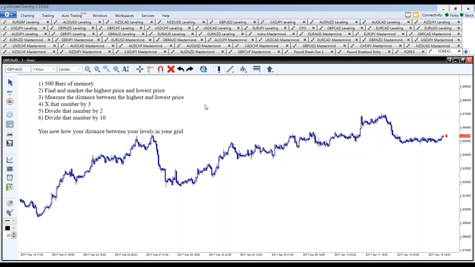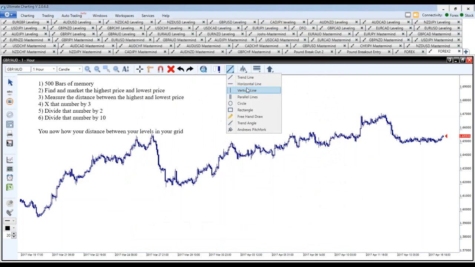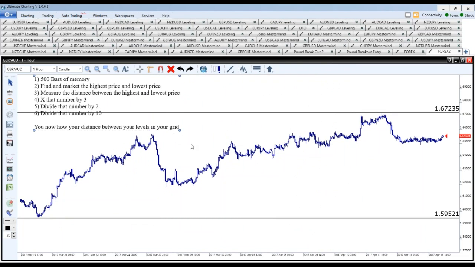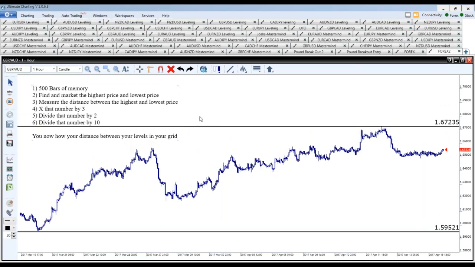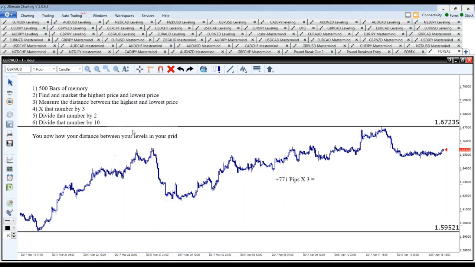Now, let's follow the steps. Step 1. Do I have 500 bars of memory? Yes, bars 500. Step 2, find and mark the highest point and find and mark the lowest point. Got it. Step 3, measure the distance between the highest point and the lowest point. So that is a total of 771 pips. Now I'm going to times that number by 3, and that's what? 771 times 3 is 2313.